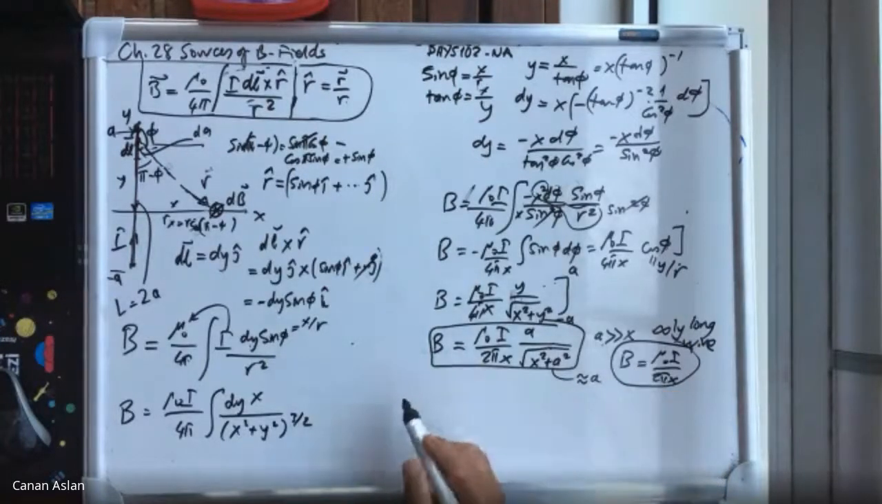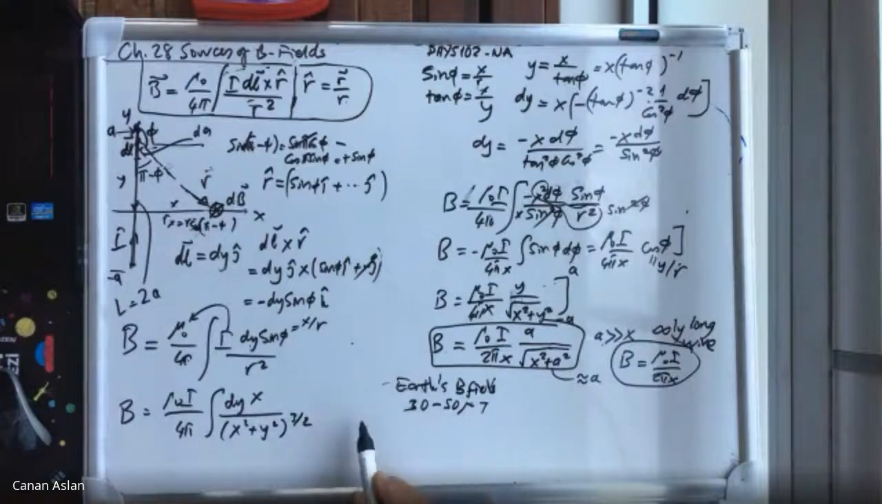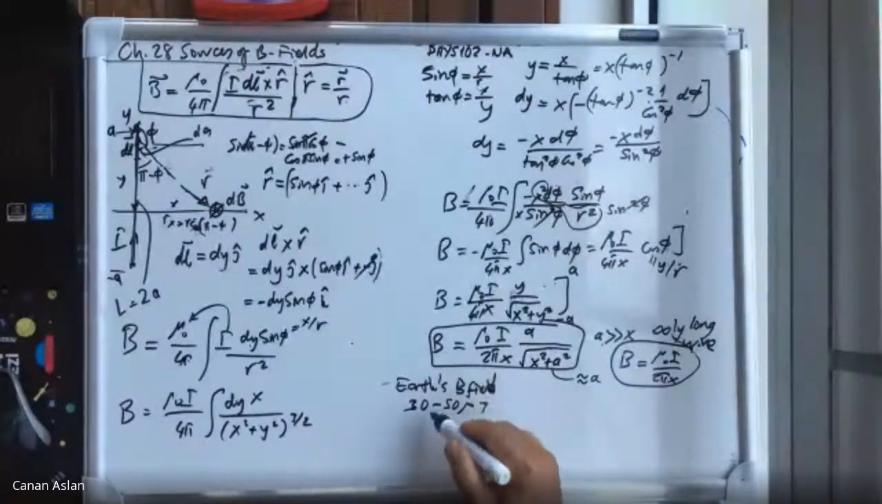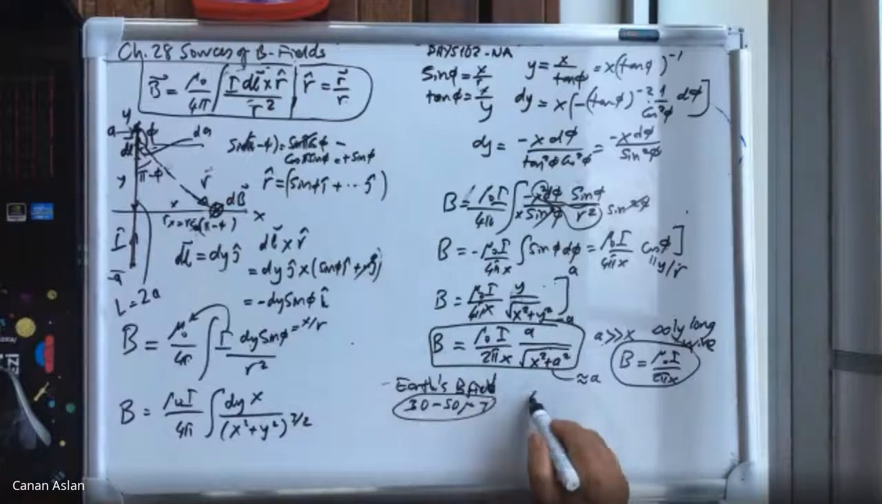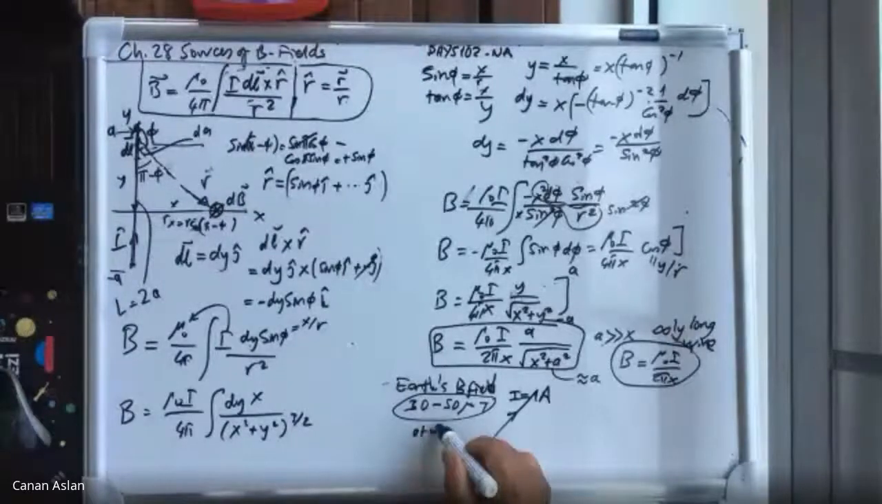So now we would like to give an example. You know, Earth's magnetic field, B field, changes from like 30 to 50, 60 micro Tesla, okay? So the magnetic field of Earth is within this region. Now, suppose that we have a cable, the current that passes through the cable is given as 1 ampere. Now, the question is, at what distance x from the cable is B approximately equal to 50 microtesla?